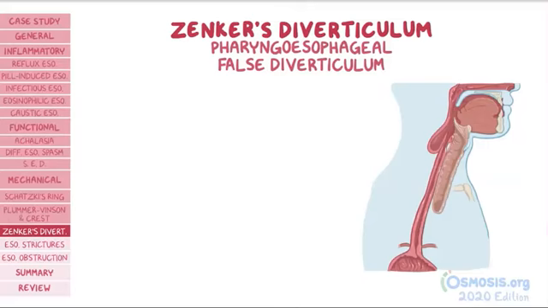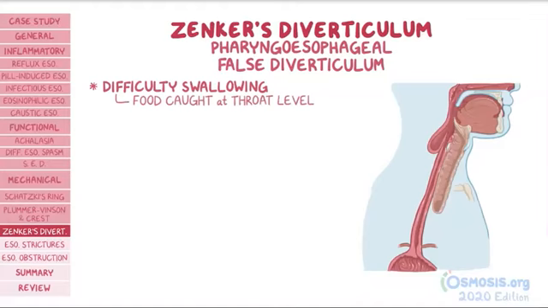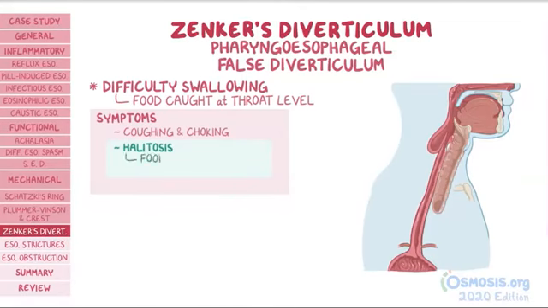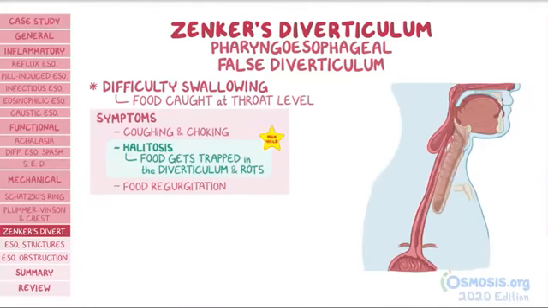Individuals with cricopharyngeal muscle dysfunction typically complain about difficulty swallowing where the food gets stuck at the throat level, and this is also described as high dysphagia. Other symptoms include coughing, choking, but also halitosis, or bad breath, which occurs when food gets trapped in the diverticulum and rots. Food regurgitation is also a symptom, and it can lead to food aspiration and subsequent pneumonia.